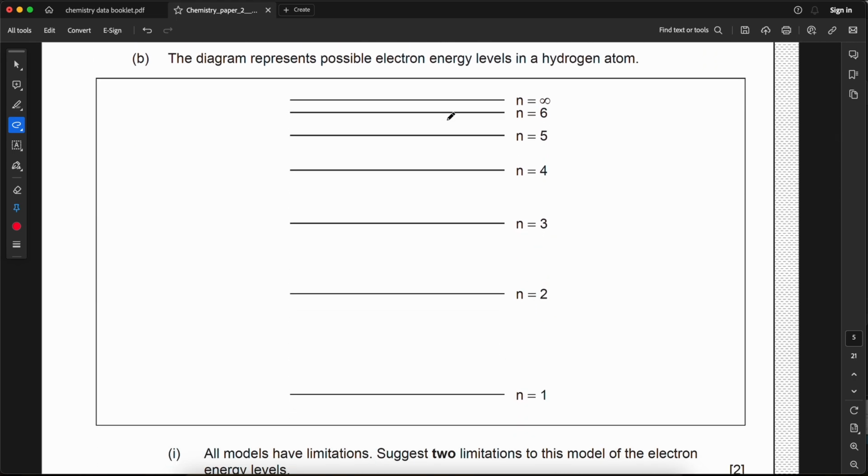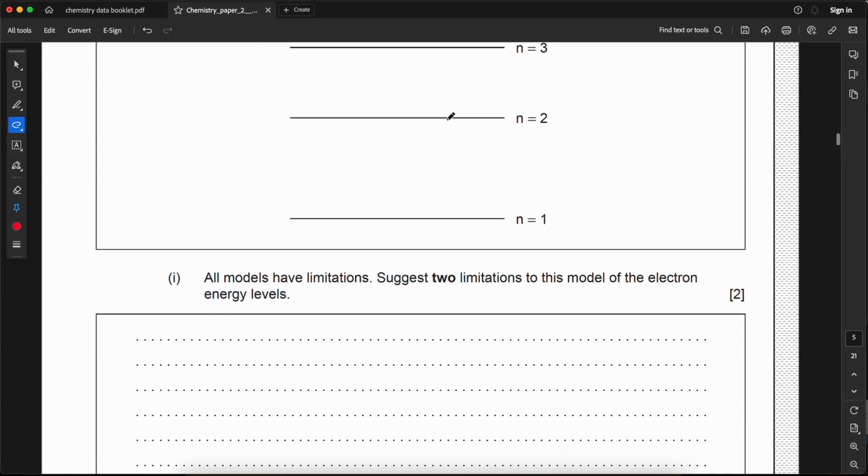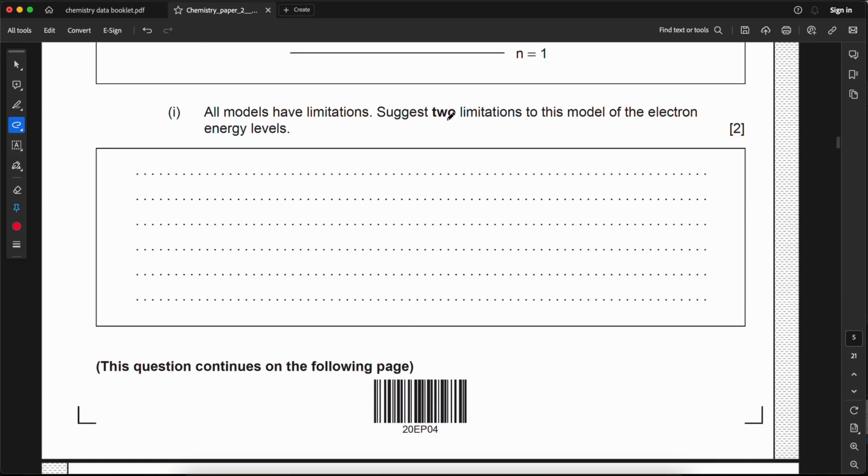The diagram represents possible electron energy levels in a hydrogen atom. All models have limitations. Suggest 2 limitations to this model of the electron energy level. So it could be lack of representation of sublevels or orbitals, because in reality electrons occupy specific orbitals within energy levels, each with different shapes which affect electron behavior and interaction. But in this model, there is no representation of sublevels or other orbitals.